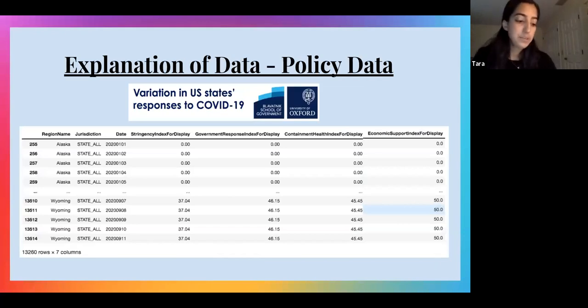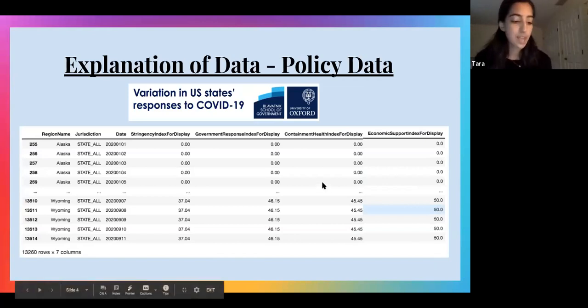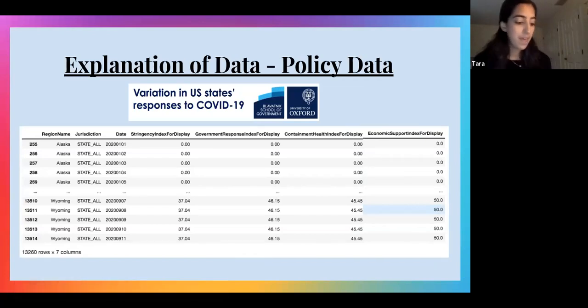So the policy data set I used was put together by Oxford's Blavatnik School of Government. The four main policy indices that are used to explain different states' COVID-related policies are the Containment and Health Index, which measures each state's lockdown laws, testing policies, and other investments in healthcare. Then there's the Economic Support Index, which describes each state's level of economic support and debt relief for the people who live there. Then there's the Stringency Index, which is a measure of how strict each state's lockdown policies are. And there's the Overall Government Response Index, which is a measure of how strong or weak the response of the state government is overall, based on the other indices together.